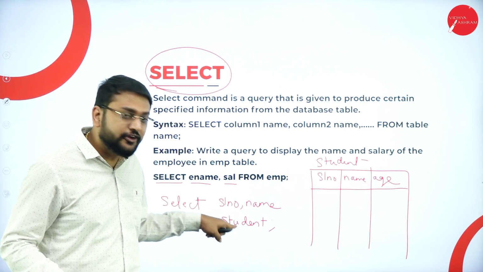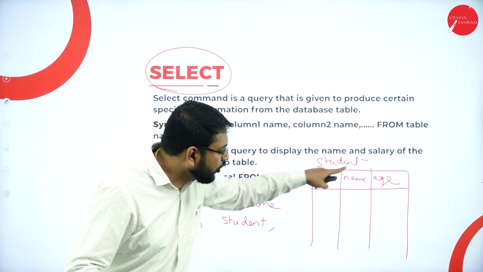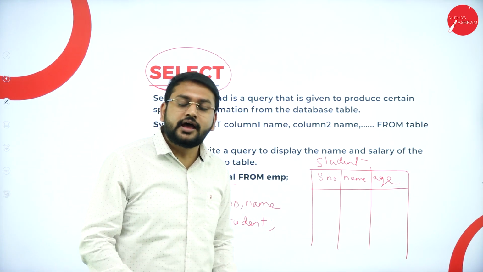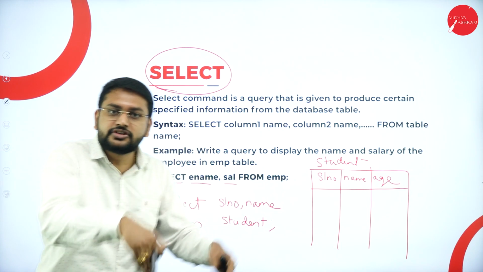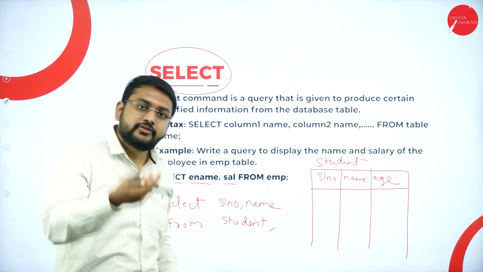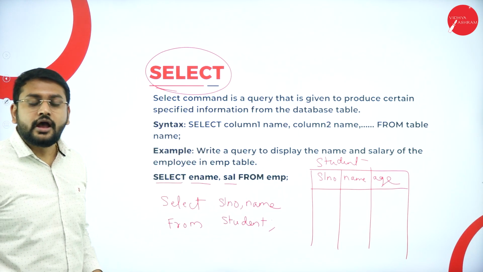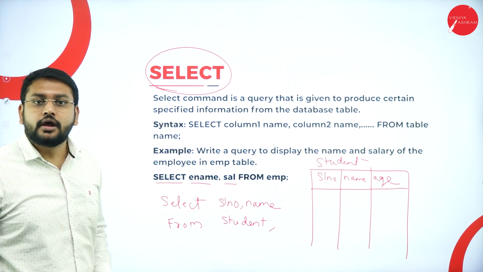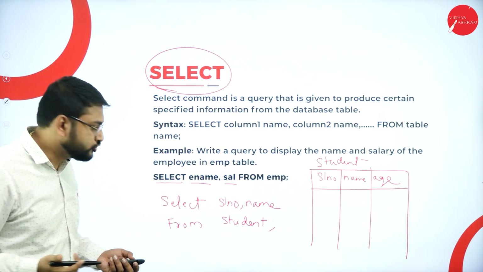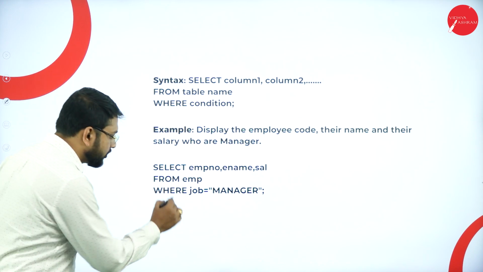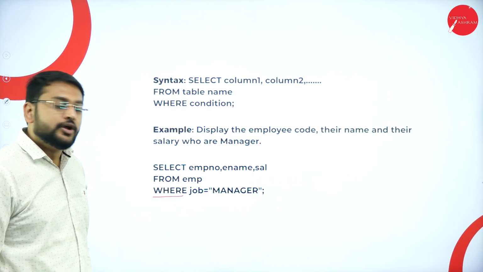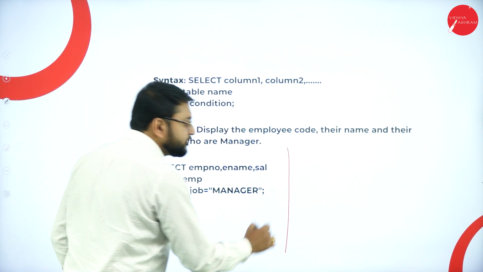Suppose I write the query like this, the entire column will come. Serial number, name, everything I have entered will come. But I don't want everything. I want some particular student. How do I retrieve that? For that, I have a solution with respect to the where clause. How do I use this where clause?